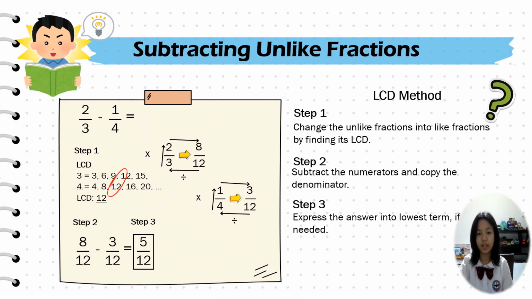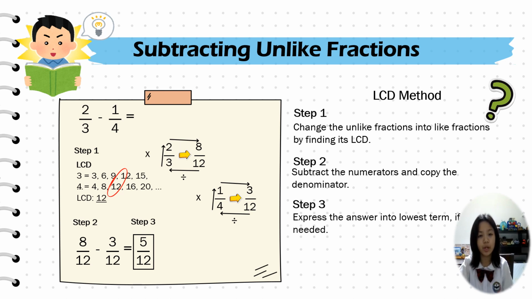Now we go to subtracting unlike fractions. The steps in this one are similar to adding unlike fractions. In step 1, we change the unlike fractions to similar or like fractions. For example, 2/3 minus 1/4. Our denominators are 3 and 4, and the LCD for 3 and 4 is 12.